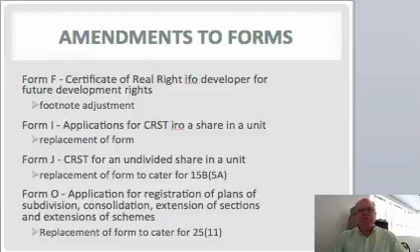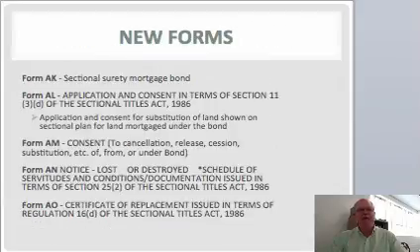There are amendments to various forms, Form F, Form I, Form J, Form O, and you'll see on the screen whether they are just footnote adjustments or replacements of the whole form and for what purpose. And then there are a number of new forms. Form AK, a sectional surety mortgage bond. Form AL, an application and consent in terms of Section 11.3D, that's an application and consent for substitution of land shown on a sectional plan for the land mortgaged under the bond. Form AM, a consent to the cancellation, release, cession, substitution, etc. of land under a bond.